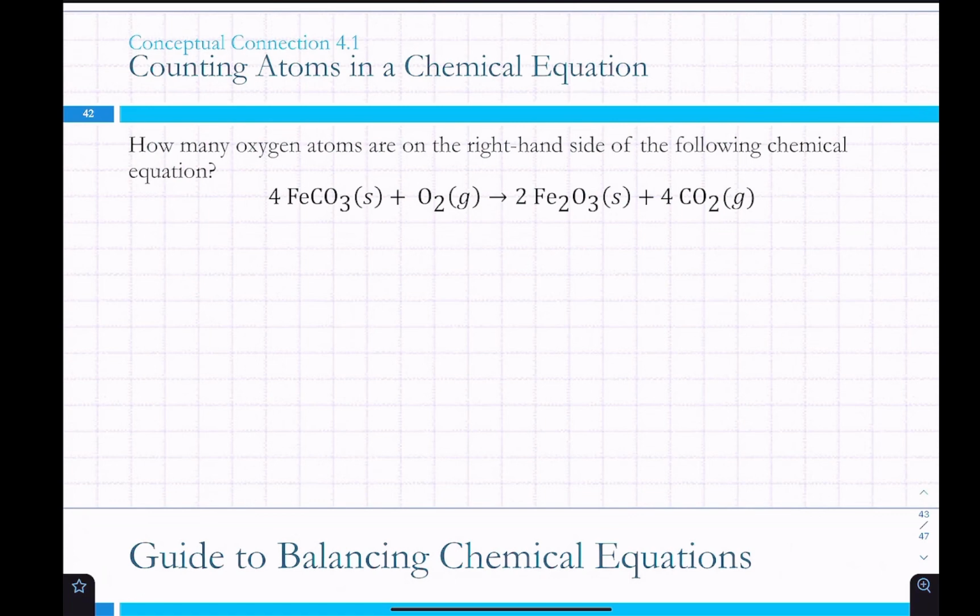Yeah, so we got 2 times 3, that'd be 6. And then 4 times 2 would be 8, would be 14 oxygen atoms. How many are on the left? Yeah, should be if it's balanced. So 4 times 3 is going to be 12.